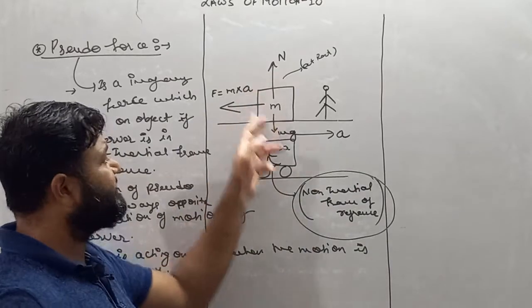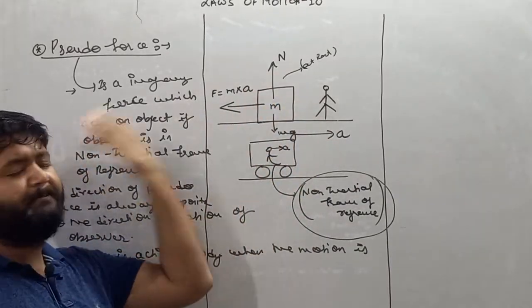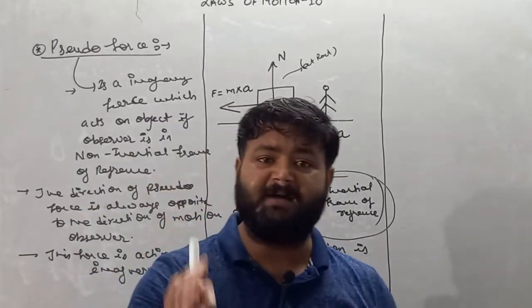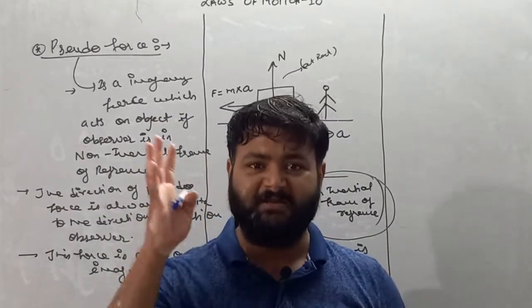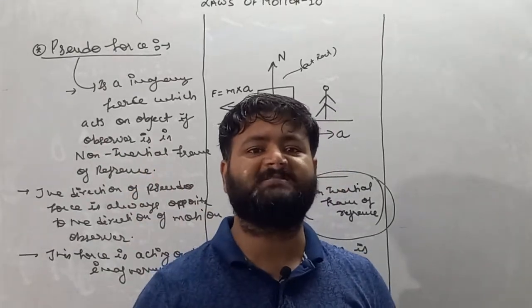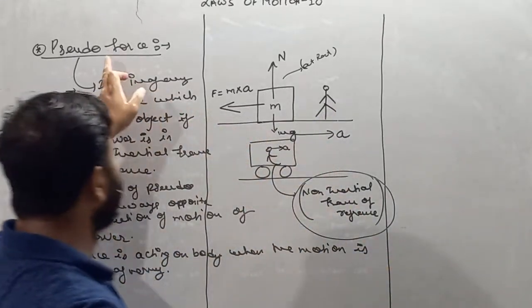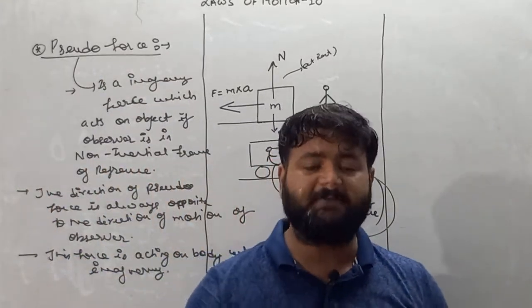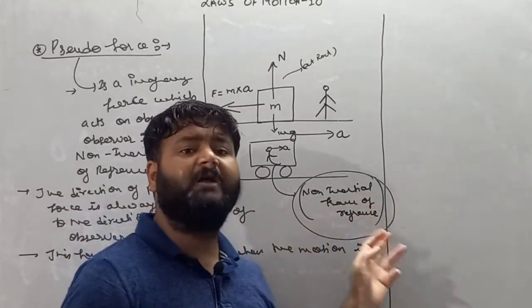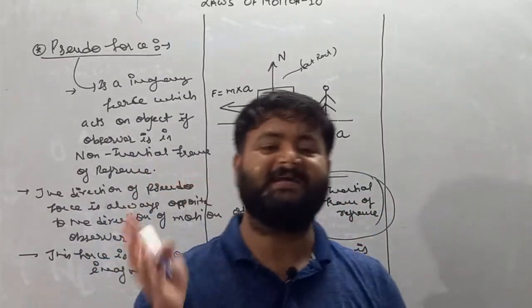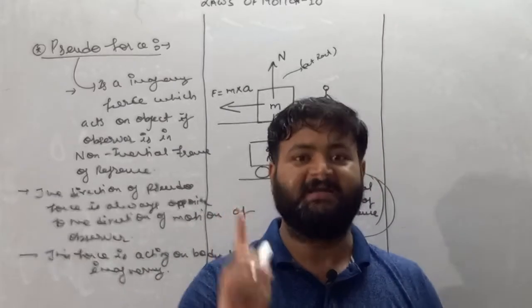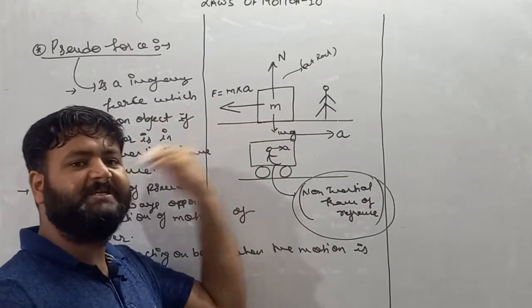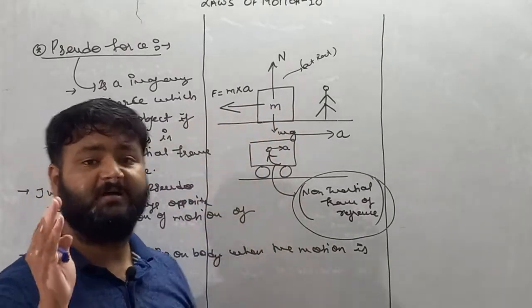So if the observer sees this object moving in backward direction, we'll say the object is performing imaginary motion. In that condition, we will introduce a new concept, a new force called pseudo force. This force is applicable only if the observer is in a non-inertial frame of reference, or we can say the observer is accelerating. And remember, the direction of pseudo force is always opposite to the direction of motion of the observer.